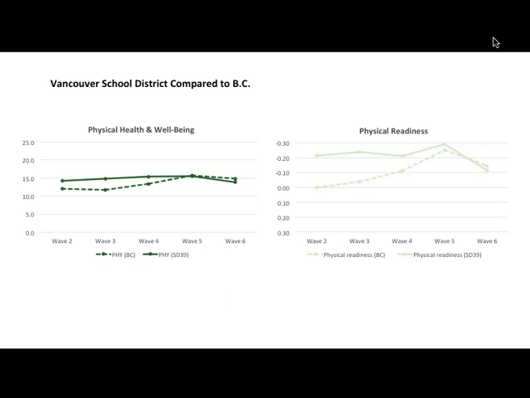Now, how much of a difference is there? Well, I can say that for vulnerability in Vancouver, even a 2% difference is a meaningful difference. Now, if you look at physical readiness, you see quite a different pattern for that subscale. Vancouver starts off quite a bit higher in waves 2 and 3, and even wave 4 than the province as a whole on physical readiness. Even though physical readiness is getting worse for the whole province, Vancouver starts off pretty high and stays high.